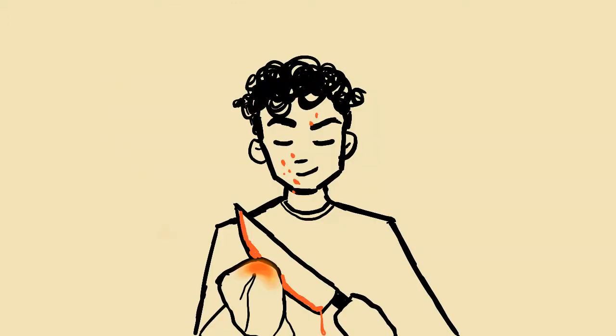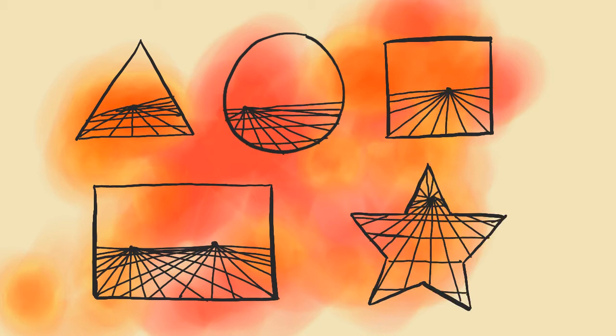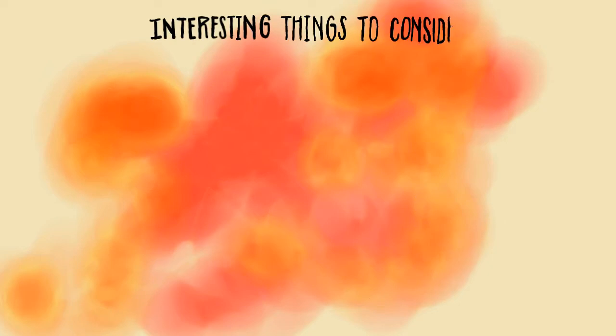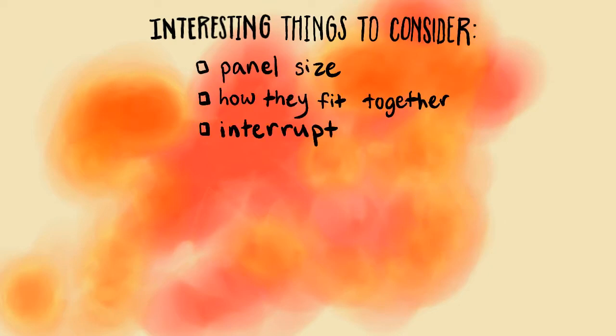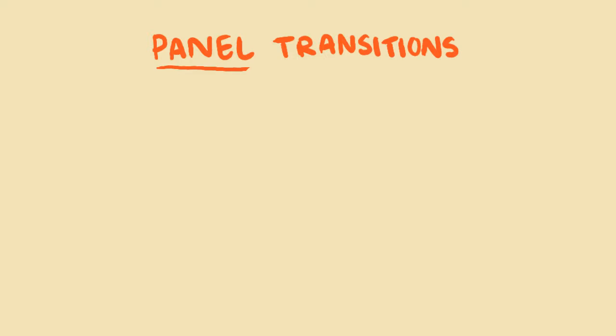Panels offer the reader a perspective or point of view on a subject, much like how you angle a camera to frame a specific shot. The shape of the panel and the use of perspective within it can be manipulated to produce various emotional states in the viewer. Interesting things to consider when analyzing panels are the size of the panel, how do they fit together, do they interrupt or overlap each other, and are there any images without any panel borders? Panel transitions are also important things to think about.